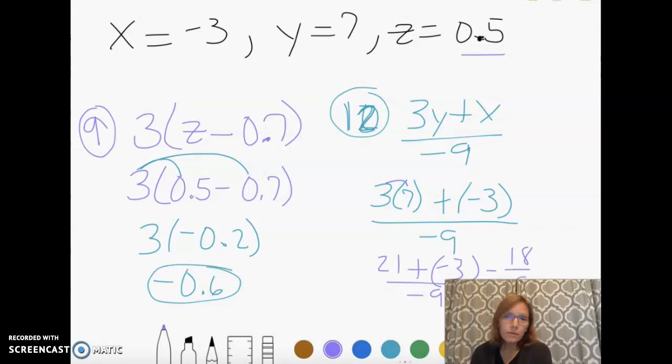And then I'm just going to divide. That's my last step now. I've got a whole number on top and a whole number on bottom, and just divide. So 18 divided by negative 9 is going to equal negative 2. And that's all there is to it.